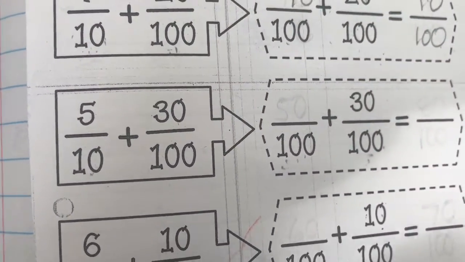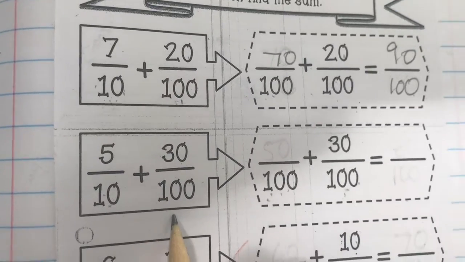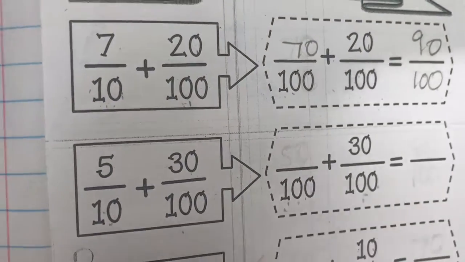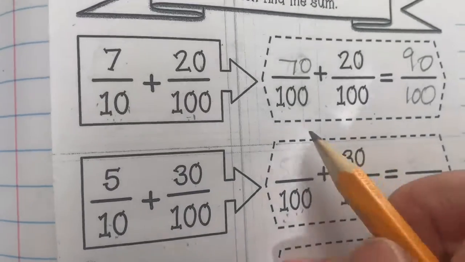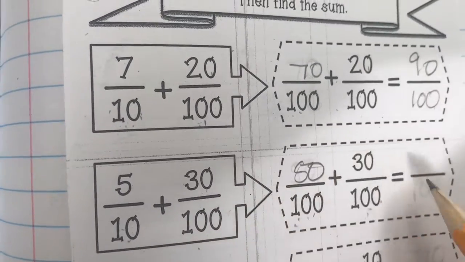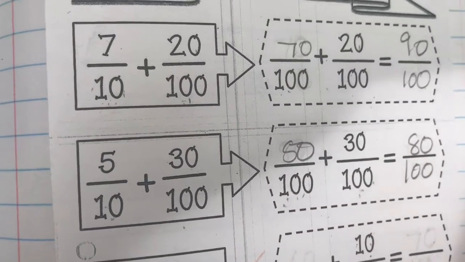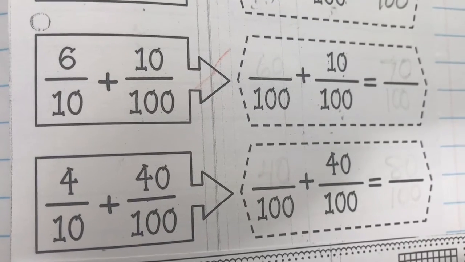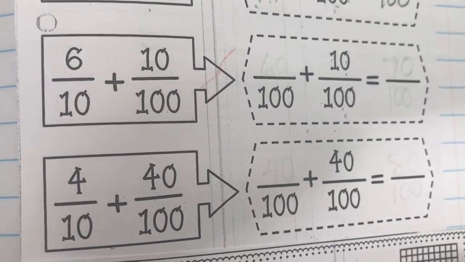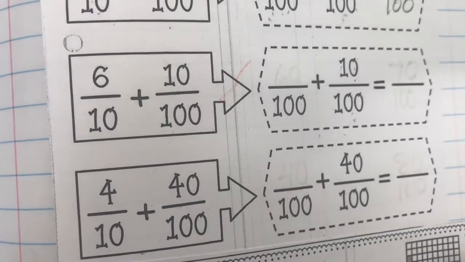Okay, down below, same thing. I have 5 tenths plus 30 hundredths. I cannot add different denominators. I have to make them the same. So I'm going to turn 5 tenths into hundredths. So 10 times 10 got me to 100. So 5 times 10 gets me to 50. And when I add those together, I get 80. My denominator stays the same. See if you can try these two. You can press stop on the video and try these on a piece of paper and see if you can get them right. And now I'm going to go ahead and show you.